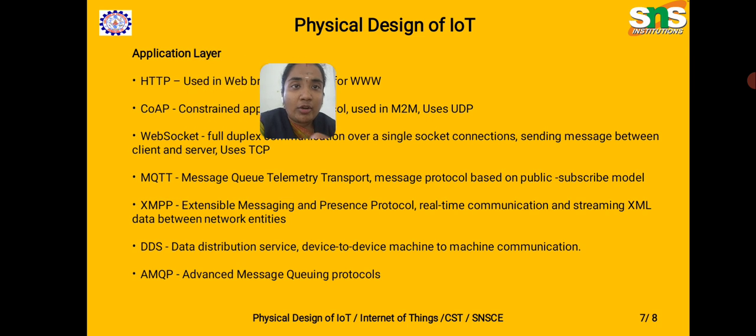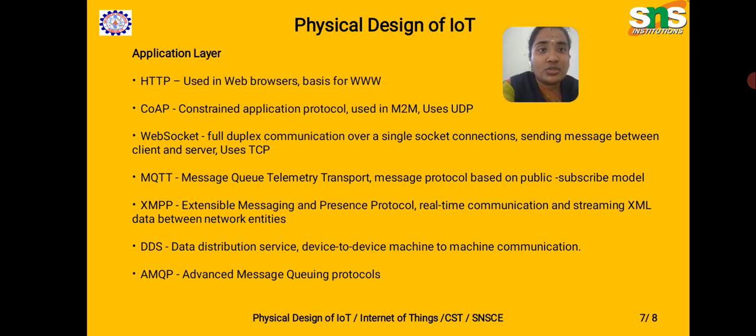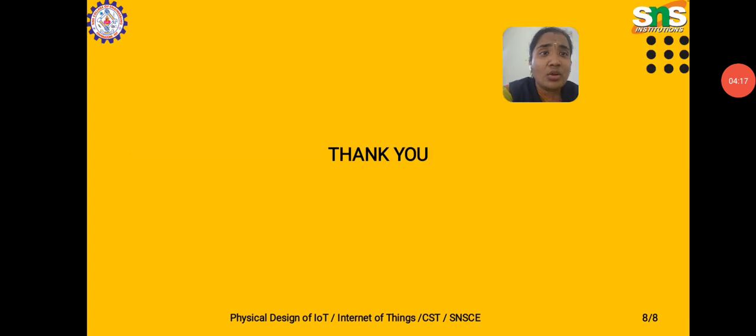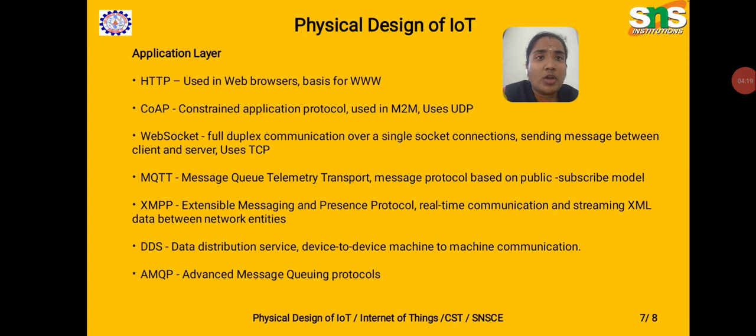In the physical design of an IoT, the application layer consists of Hypertext Transfer Protocol, Constrained Application Protocol, WebSocket for duplex communication, Message Queuing Telemetry Transport with a publish-subscribe model, XMPP, the XML messaging and presence protocol for real-time communication, DDS, data distribution service for device-to-device communication, and Advanced Message Queuing Protocol. These protocols are used because duplex communication over a single socket is used to send the message to the client and receive the message from the server.